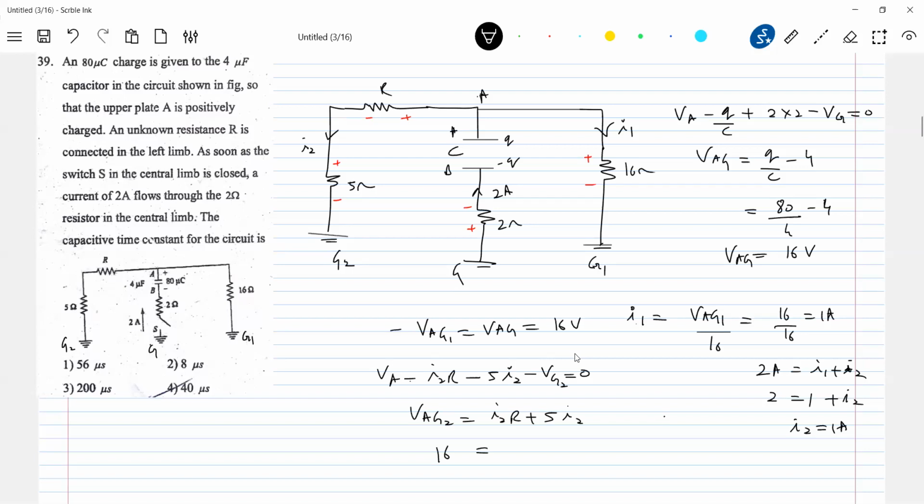So this VAG2 should also be equal to 16, because they're all parallel, no? So I2 value is 1. We know R plus this 5. So what is the value of R? R equals 11 ohm.